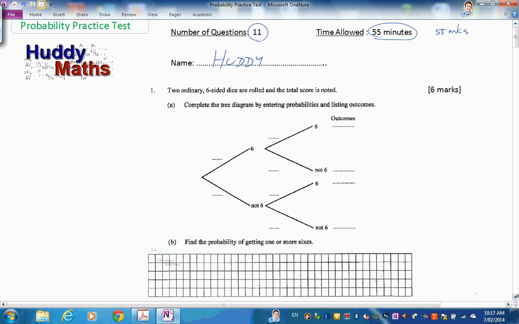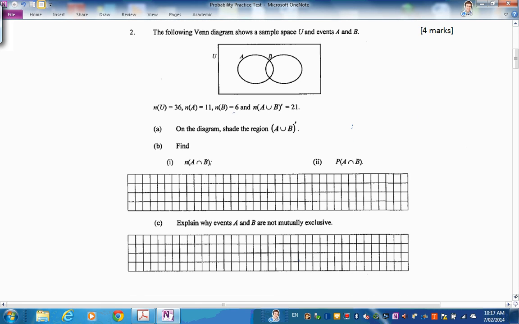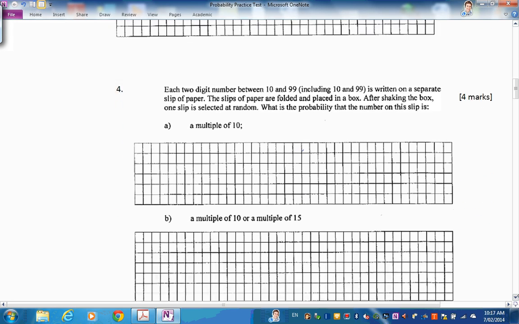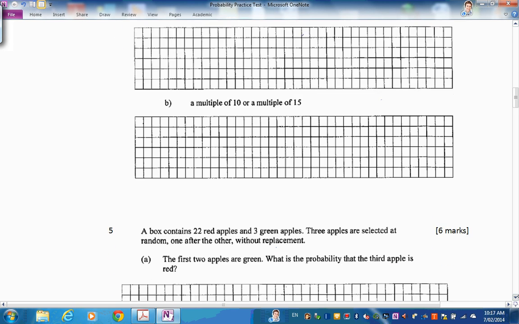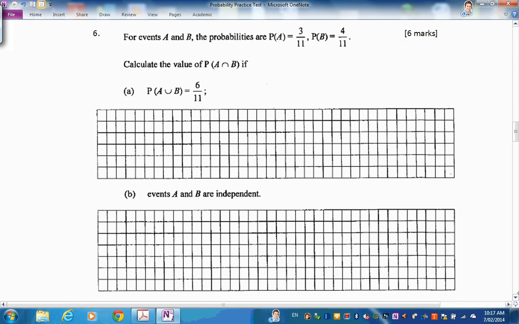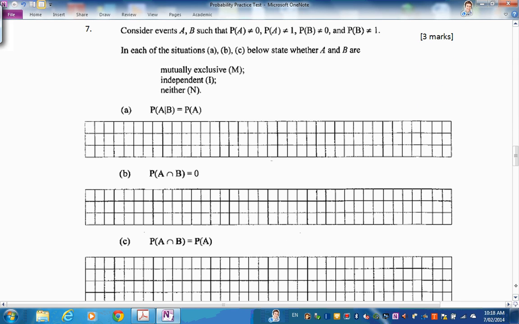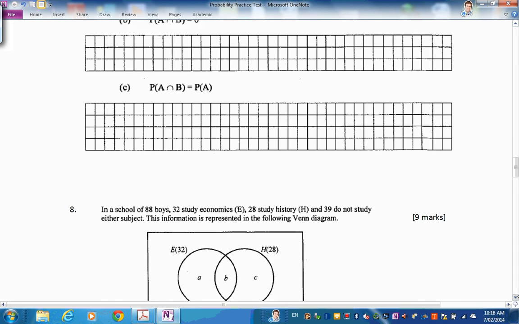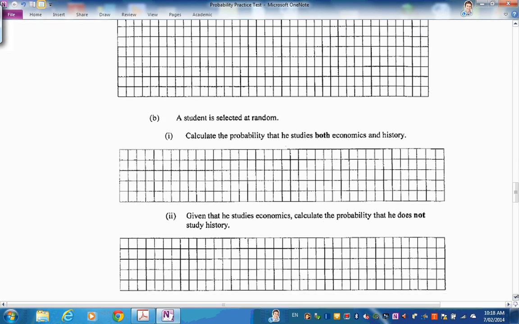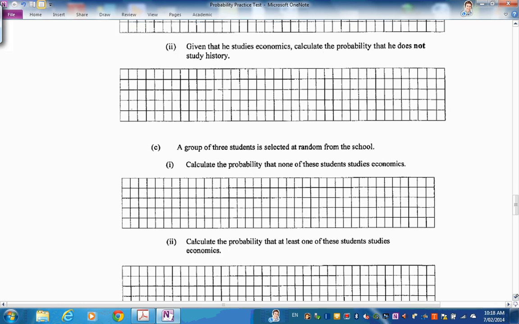So here's the first question, question 1. Question 2, question 3, question 4, question 5, question 6, question 7, question 8, part A, part B. Might have to scroll back and look at the original diagram again, part C.